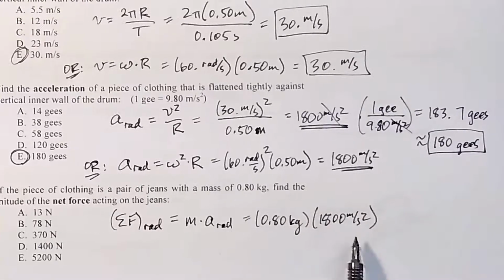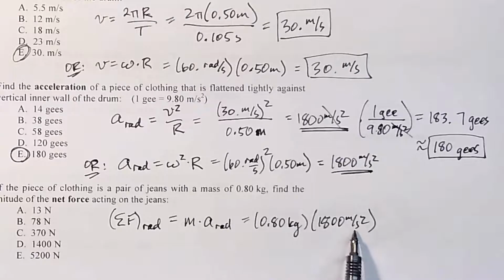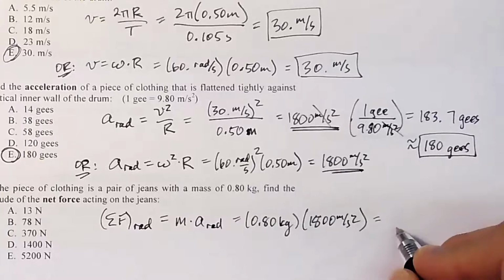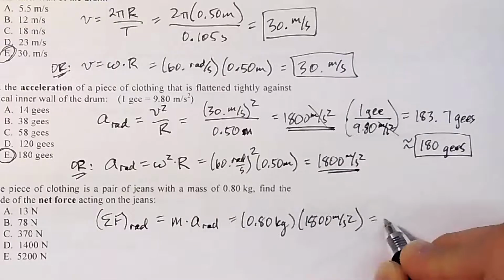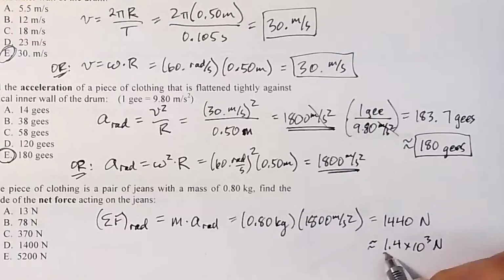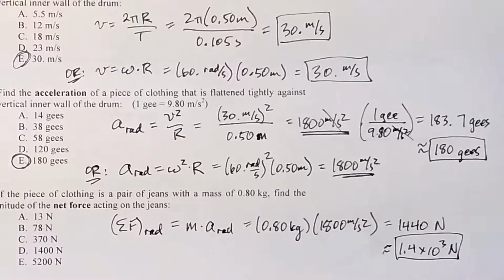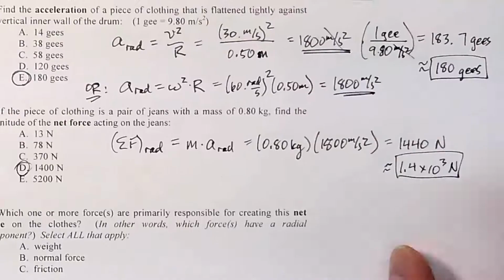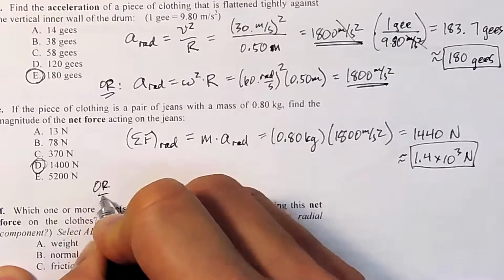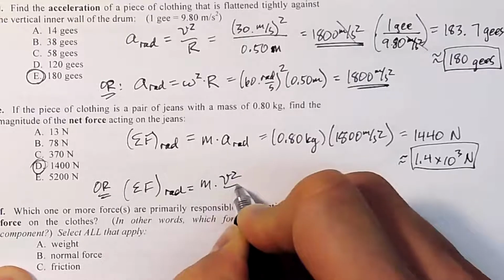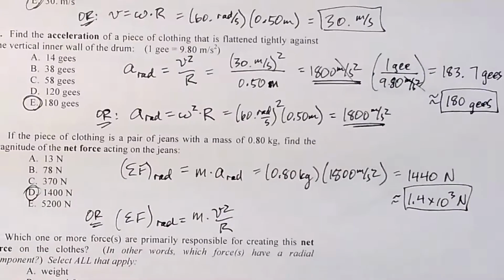Okay? So make sure that we use our MKS units, not Gs, which are not MKS units. Now, kilograms times meters per second squared should give me newtons. And that comes out to 1440 newtons. Rounding to 2 sig figs, that'd be 1.4 kilonewtons. If we wanted to, we could have used mass times velocity squared over r, mv squared over r, and that would give us the same answer.